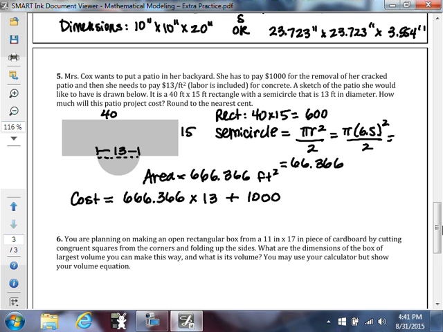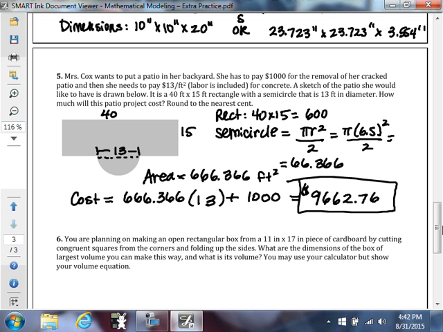Maybe I shouldn't do times with an X in there. A little confusing, right? So I'm going to do times 13, like that. All right, so take your answer, multiply by 13, and then remember it cost $1,000 just to remove the old concrete. So my total cost should be $9,662.76. Very expensive, isn't it? Story of my life right now.